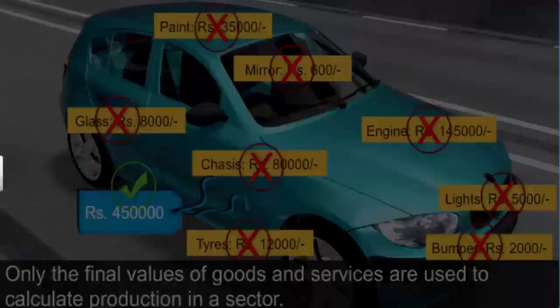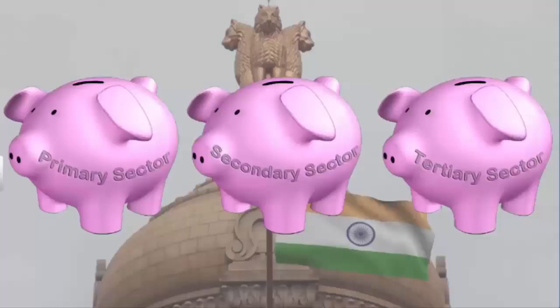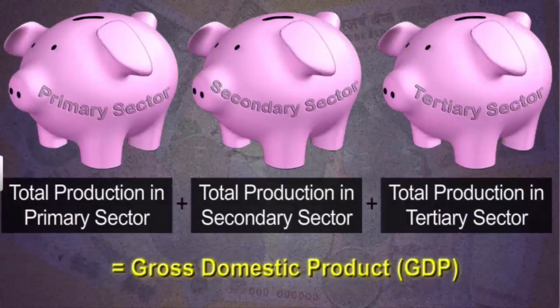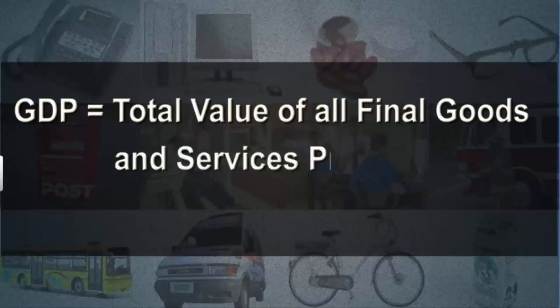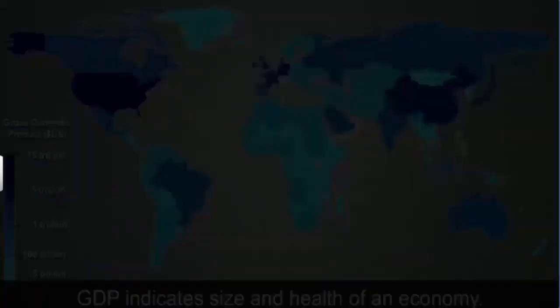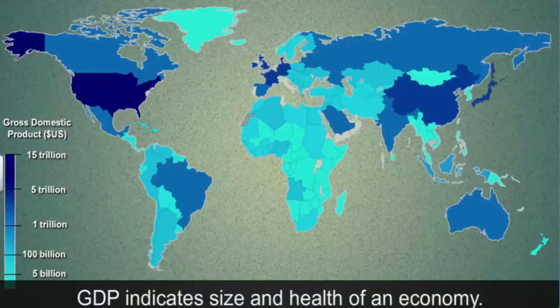Every year, the government collects data on the values of final goods and services produced in different sectors of our economy. The sum of the total production in the three sectors in a year for a country gives the gross domestic product or GDP for that country in that year. We can also say that the gross domestic product is equal to the total value of all final goods and services produced in a country in a year. GDP is a globally accepted indicator of the size and health of a country's economy.